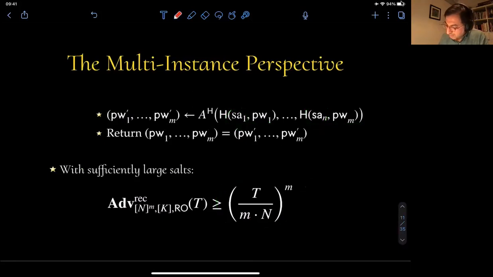So now if you do a calculation like before, if you set this roughly equal to one, then we will get that T is roughly equal to M times N. And here you see that the time required by the adversary is scaling linearly in M. So one of the contributions of this paper is to also prove upper bounds on the adversarial advantage here.